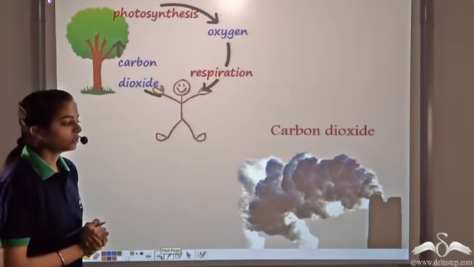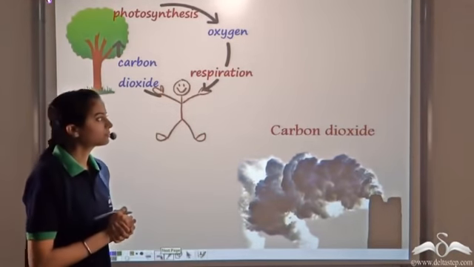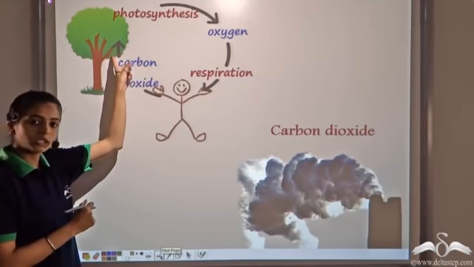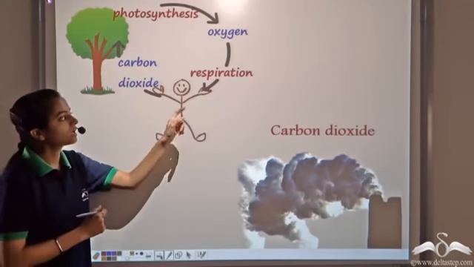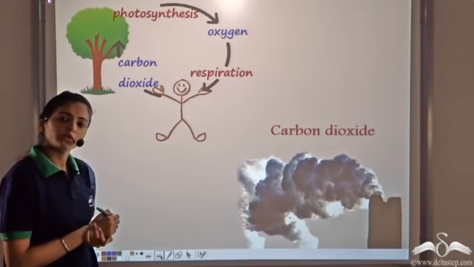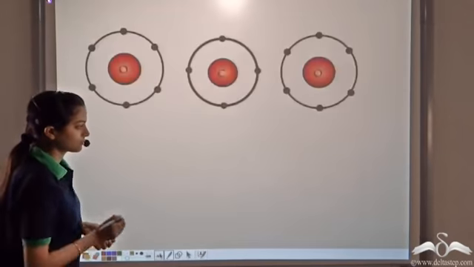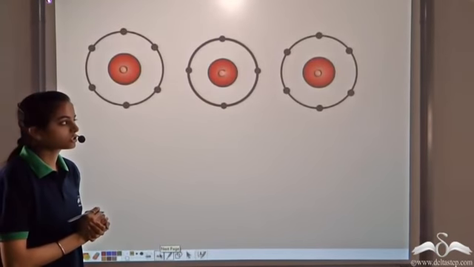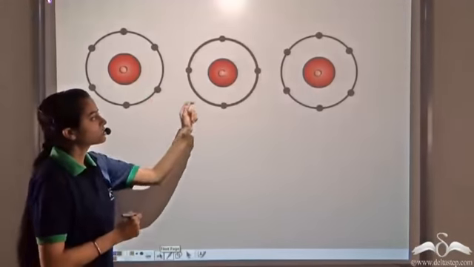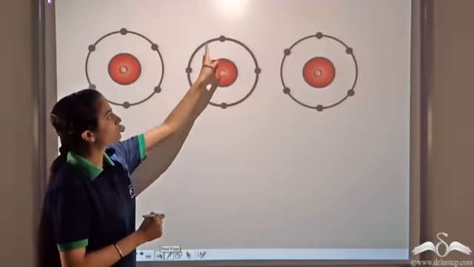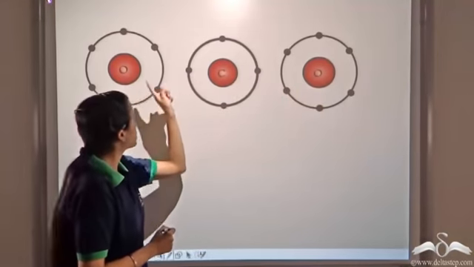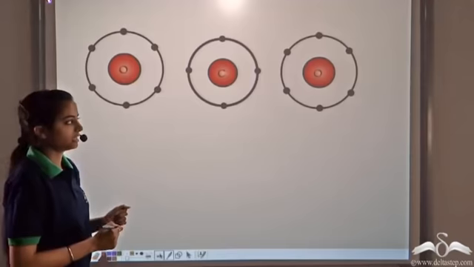Carbon dioxide, we know, is the gas emitted by chimneys, and that is also the gas which is used by trees and plants for photosynthesis, and carbon dioxide is the gas that we exhale out. So what is the formula of carbon dioxide? If we see the atomic structures, we are showing only the valence shell for these atoms. The valence shell of carbon has 4 valence electrons. The valence shell of each oxygen atom has 6 valence electrons.